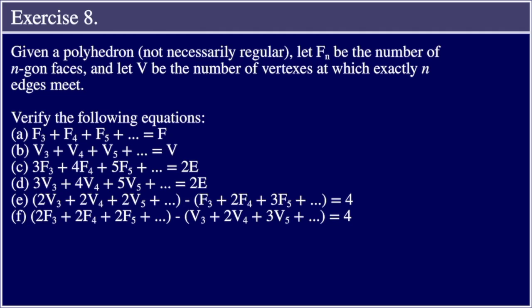E. 2 v sub 3 plus 2 v sub 4 plus 2 v sub 5 plus ... minus the quantity f sub 3 plus 2 f sub 4 plus 3 f sub 5 plus ... equals 4. F. The quantity 2 f sub 3 plus 2 f sub 4 plus 2 f sub 5 plus ... minus the quantity v sub 3 plus 2 v sub 4 plus 3 v sub 5 plus ... equals 4.